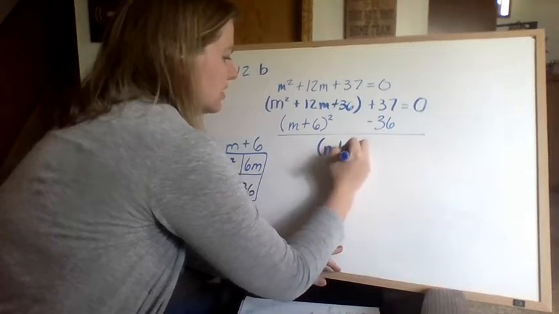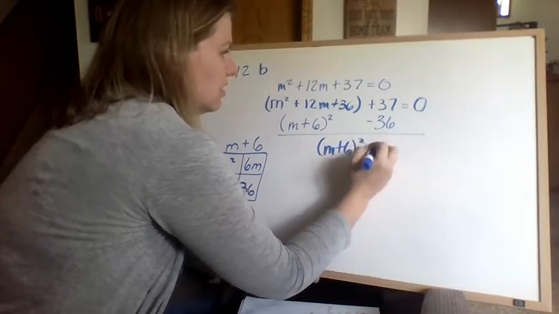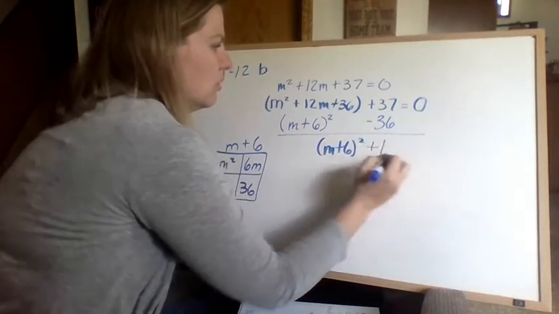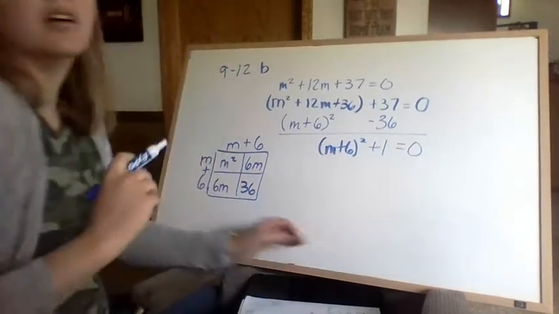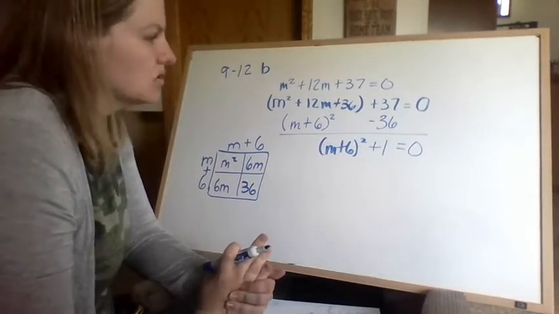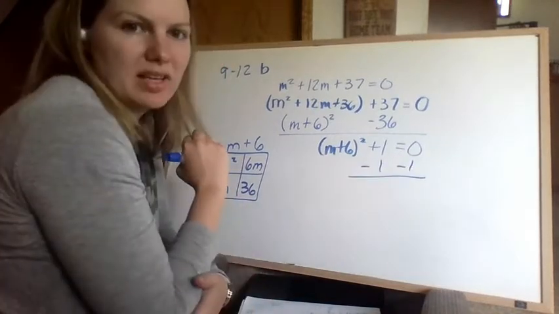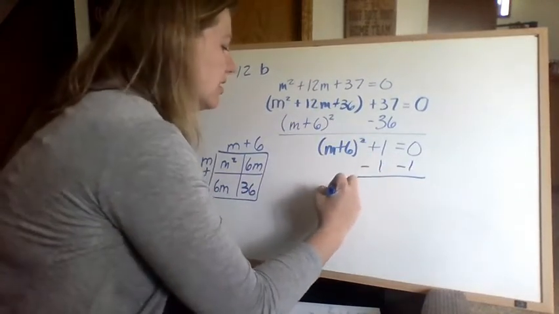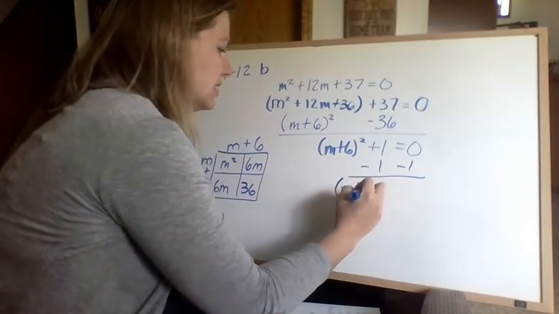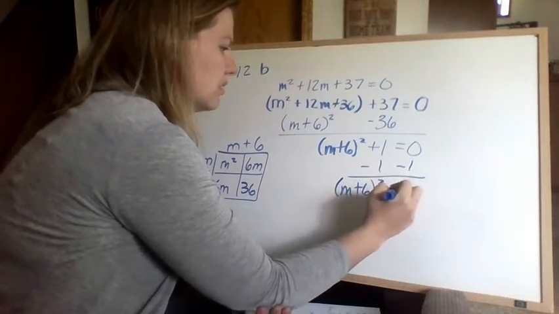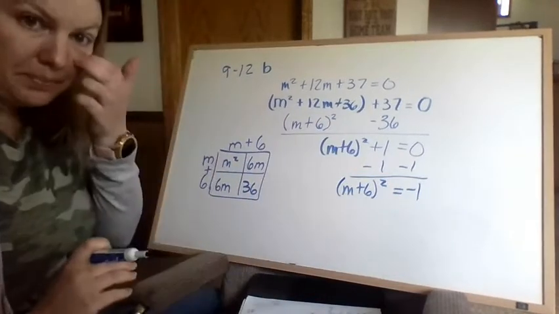And I get m plus 6 squared plus 1 equals 0. Now this is graphing form once again, so we want to make it into that perfect square form by moving the constant to the other side. So I'm left with m plus 6 squared equals negative 1.